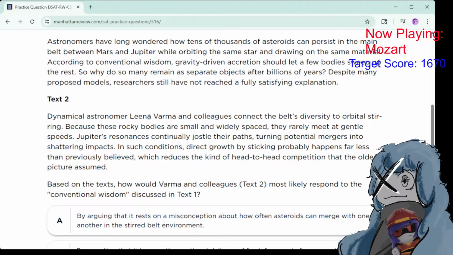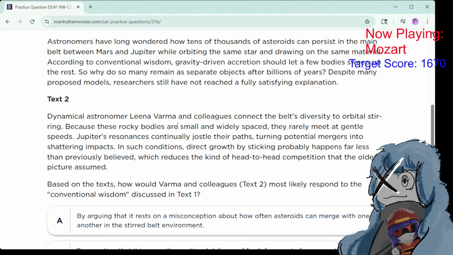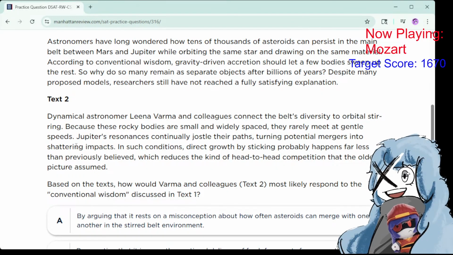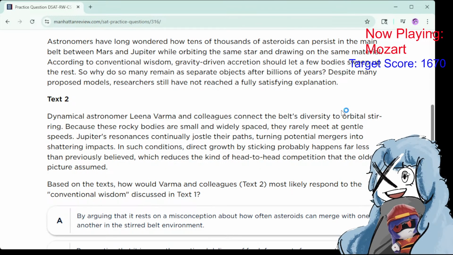The dynamic astronomer Lena Varma and colleagues connect the belt's diversity to orbital stirring because these rocky bodies are small and widely spaced. They rarely meet at gentle speeds. Jupiter's resonances continually jostle their paths, turning potential mergers into shattering impacts. In such conditions, direct growth by sticking together happens far less than previously believed, which reduces the kind of head-to-head competition that the older picture assumed.